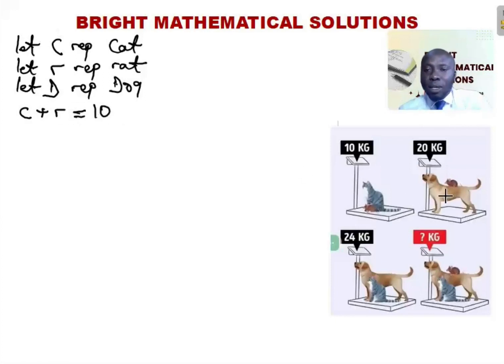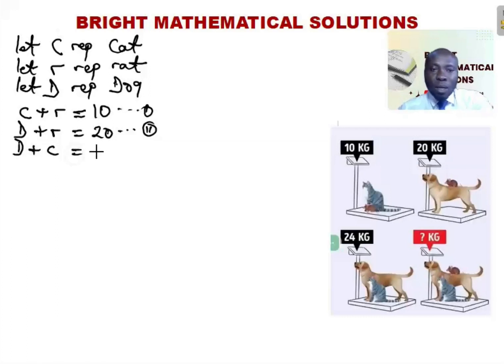And from the second diagram we have the dog and the rat, which is the dog plus the rat. They said it is 20 kg. So let us call this equation 1, while we call this equation 2. From the third diagram, we have the dog and the cat. The dog plus the cat gives us 24. So let us call this equation 3. And then from the last diagram, we have the dog plus the cat plus the rat is unknown.